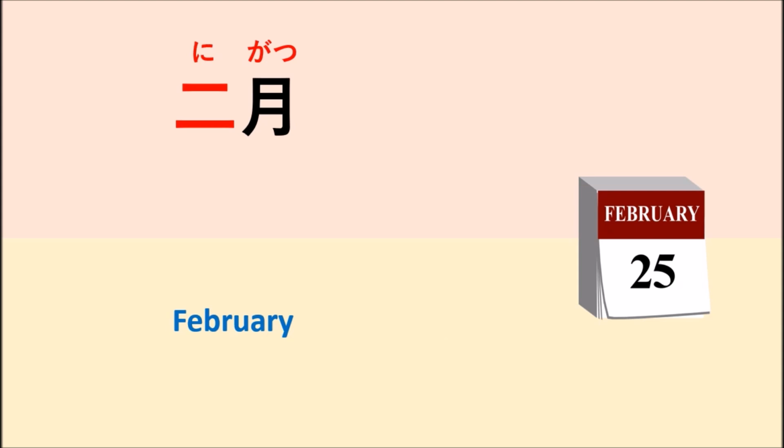Nikatsu means February. The kanji of katsu is from the kanji of the month, which means tsuki. So when we use the kanji of two, which means ni, plus the meaning of the kanji of tsuki or katsu, which means month, it means February, or the second month of the year. So this means February. Nikatsu.